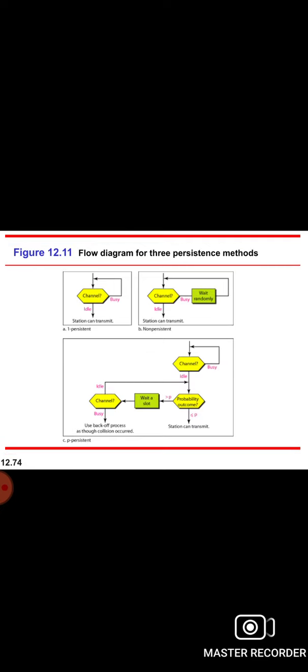Now let's move on to CSMA/CD, that is, Carrier Sense Multiple Access with Collision Detection. The CSMA method doesn't specify the procedure following a collision. Carrier Sense Multiple Access with Collision Detection augments the algorithm to handle the collision.